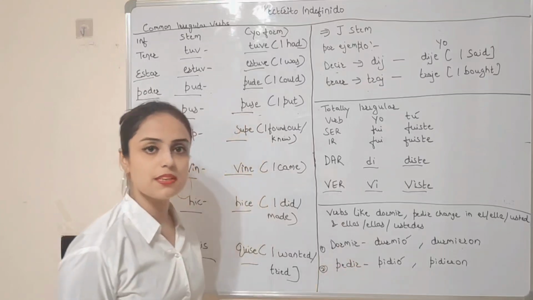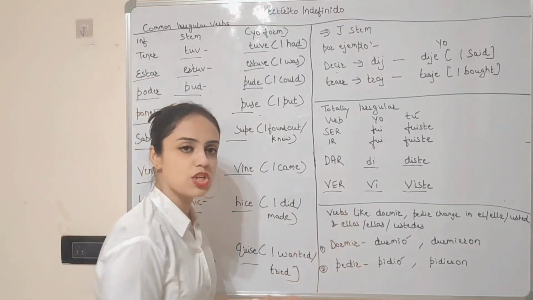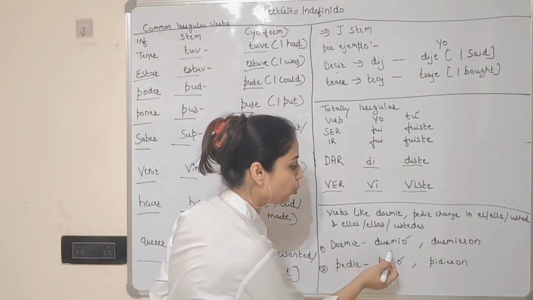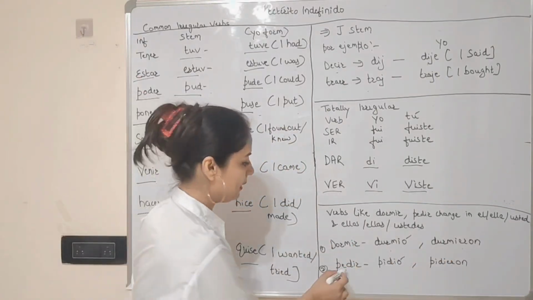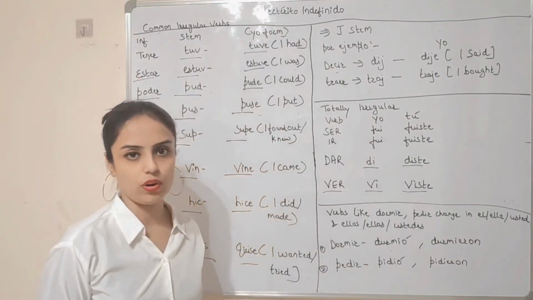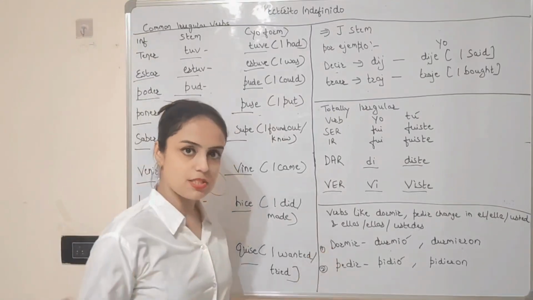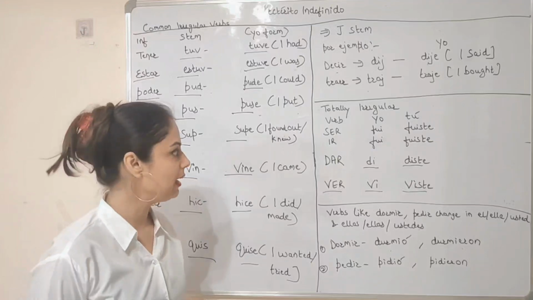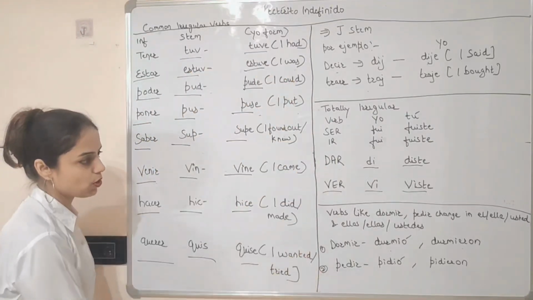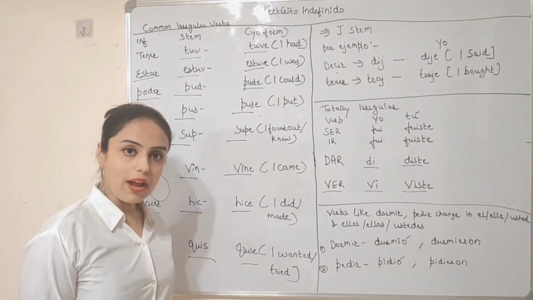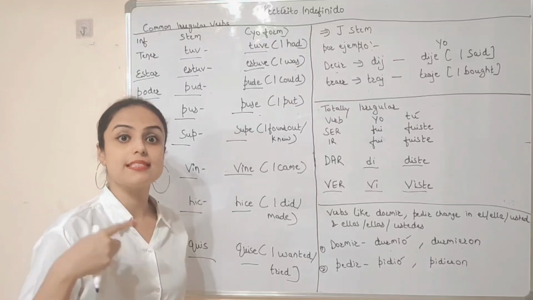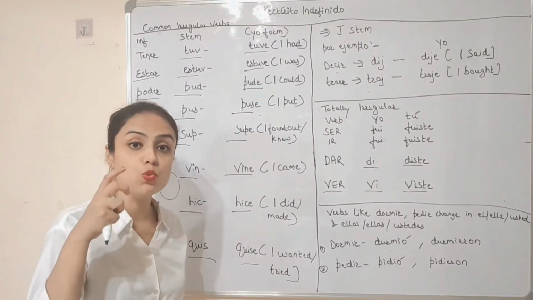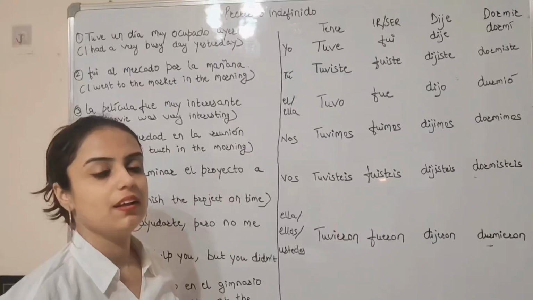The next two verbs, like dormir, pedir. This changes in the third person singular and plural. Like dormir, durmió, durmieron. Pedir, pidió, pidieron. Vale? Dormir means to sleep, pedir means to ask or to request something. Vale? So I have explained the concept of irregular verbs. Now I will explain the conjugation and examples of these verbs, so that you can understand it in a better way and you can use them easily in your Spanish.